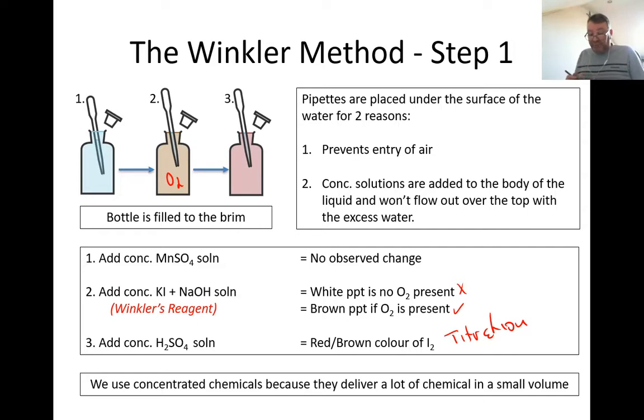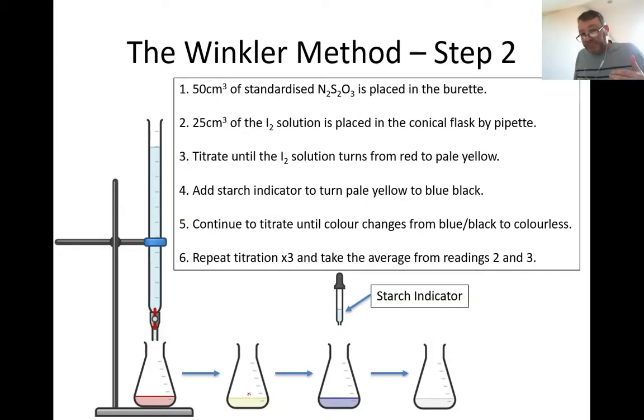And finally then, as we said already, why do we use concentrated chemicals? We use concentrated chemicals because they deliver a lot of chemical in a very small volume. So we're not displacing too much water by the addition of these chemicals. Once that's done, and once you've got your bottle of iodine, you've actually trapped your oxygen. So therefore, because you've now trapped the level of oxygen in there, we can titrate this bottle, the iodine solution, against sodium thiosulfate in the same way that we titrated them when we were doing redox reactions.